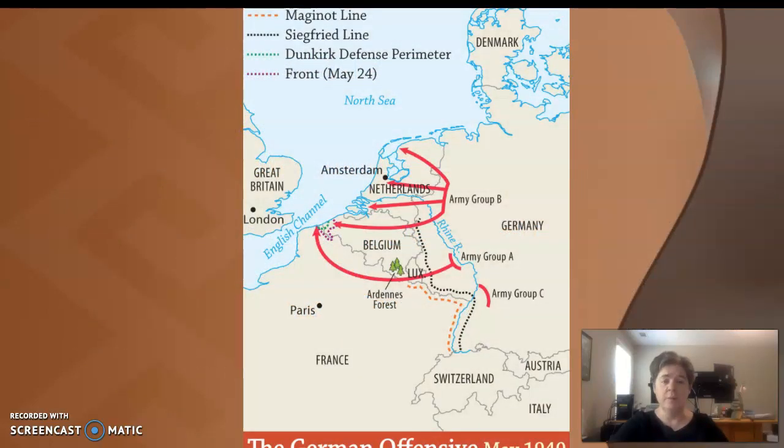We are also going to be doing a project. I'll give you details on that tomorrow as well. Okay, so this was a map drawing of what that rescue at Dunkirk looked like and how the German troops were moving in.